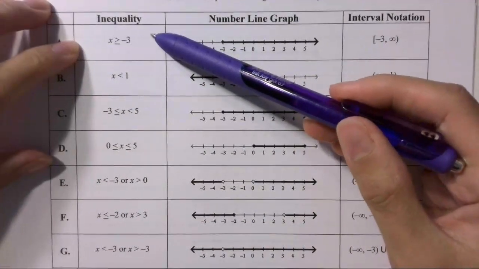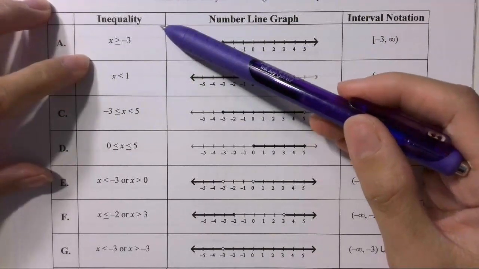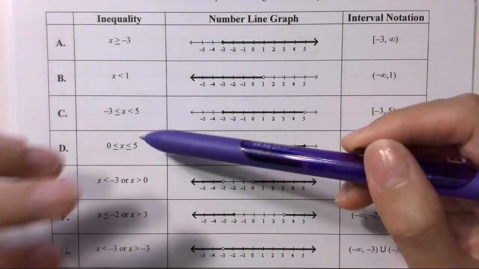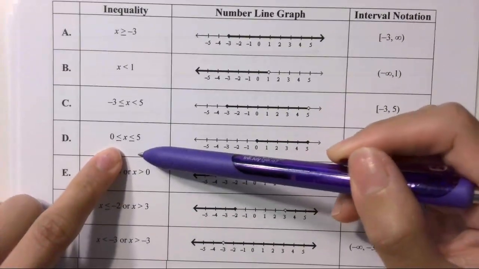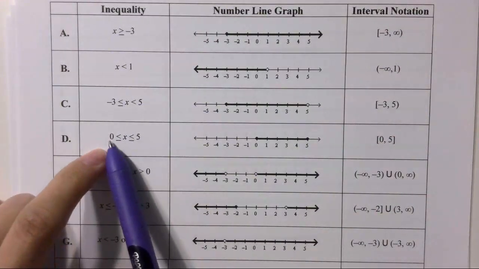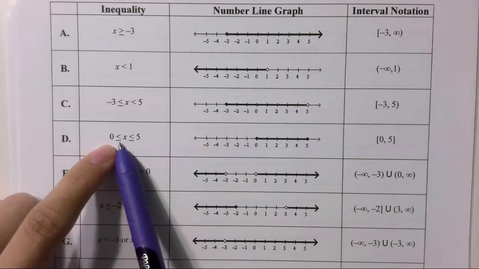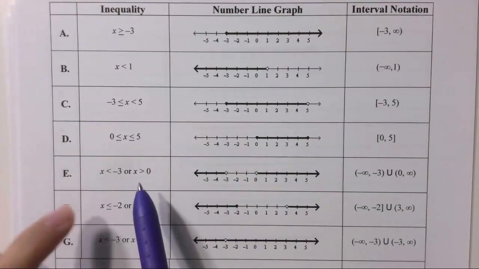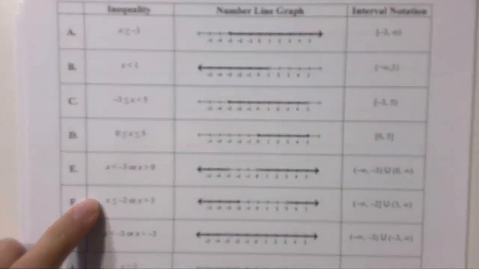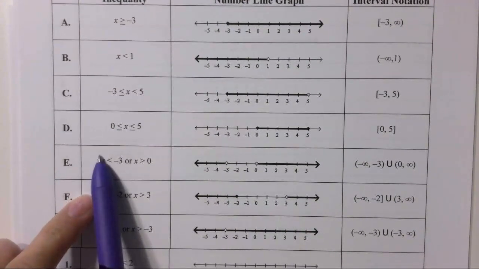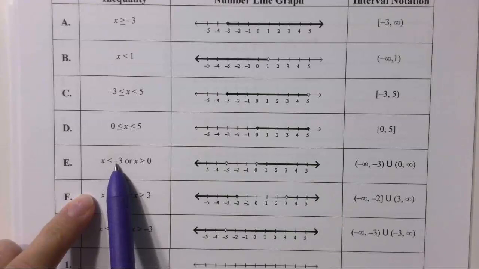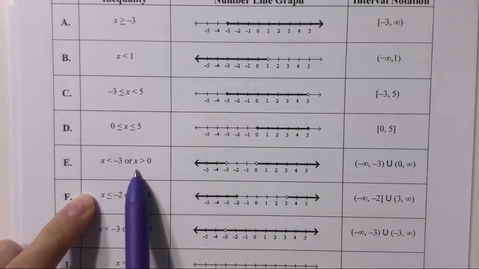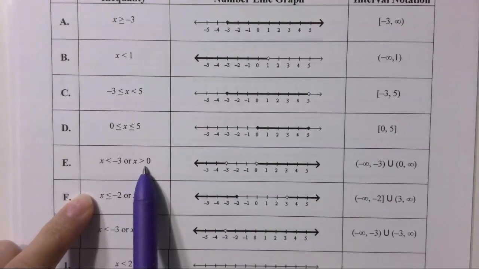So we learned back in those days, middle school: greater than or equal to, less than or equal to, greater than, less than. So for example, letter D, this means x is greater than or equal to 0, less than or equal to 5. So any number between 0 and 5, including those two endpoints. And this one, E, x has to be less than -3. So do you include -3? No. Or x is greater than 0. Do you include 0? No.